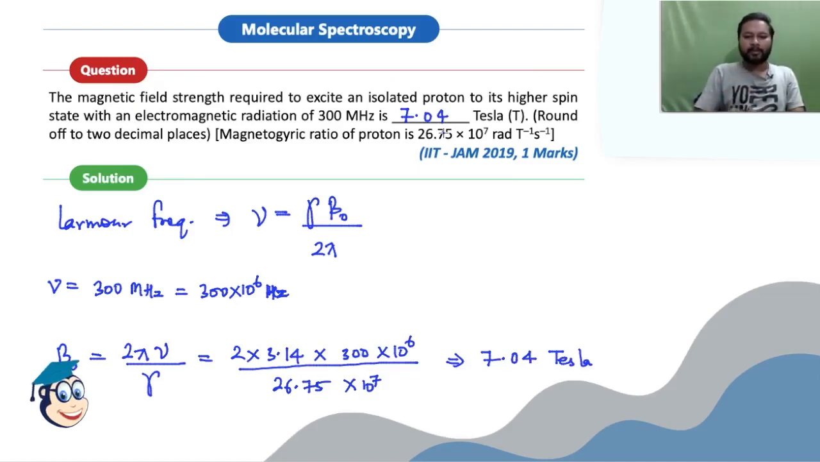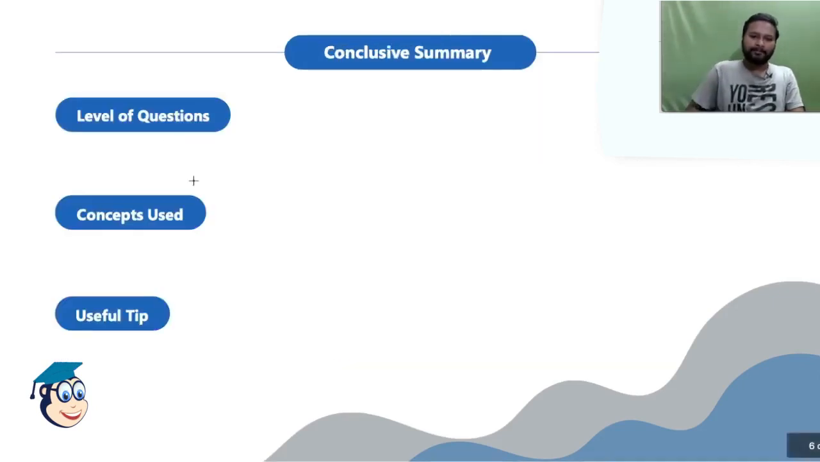It was very simple, just based upon a formula. But yeah, if you know the formula, then only you'll be able to do it, right? So Larmor frequency or Larmor precession frequency is an important formula from this topic. All right, so let me just summarize everything.